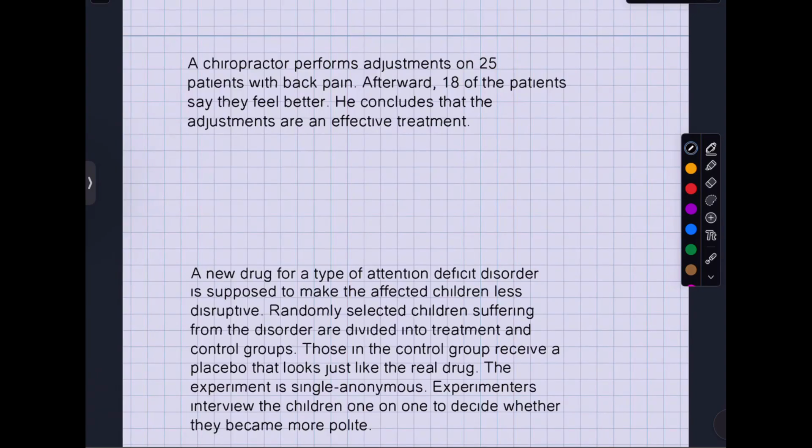Let's see if there's any problems with this. A chiropractor performs adjustments on 25 patients with back pain. Afterwards, 18 of the patients say they feel better. He concludes that the adjustments are an effective treatment. Anything wrong with that?